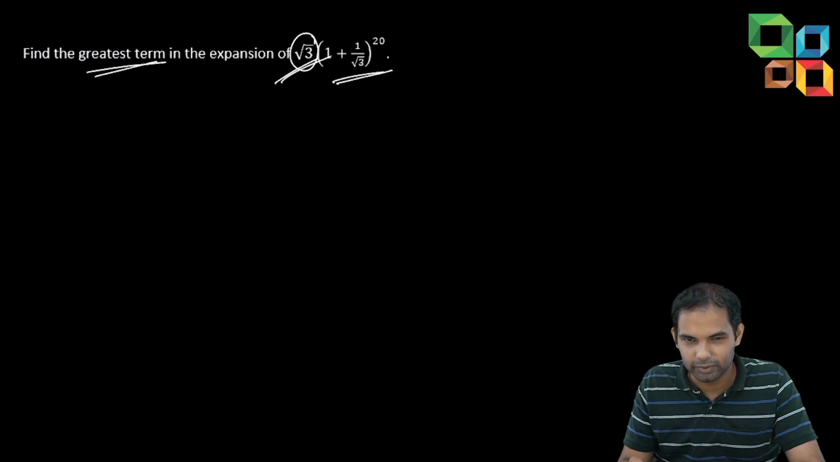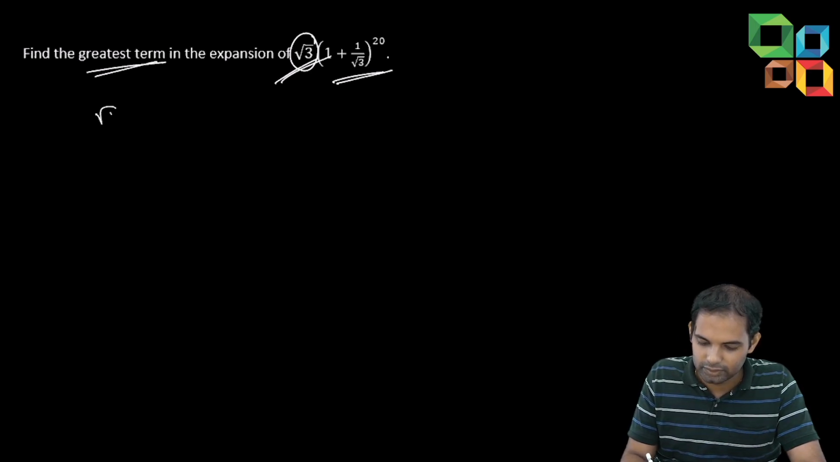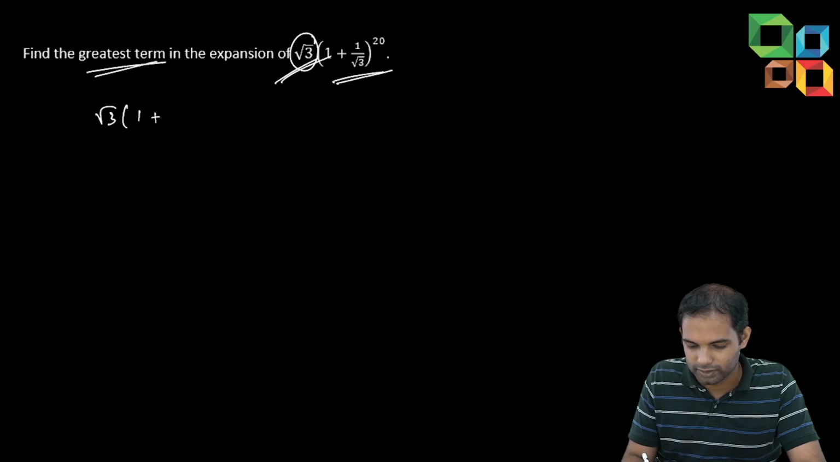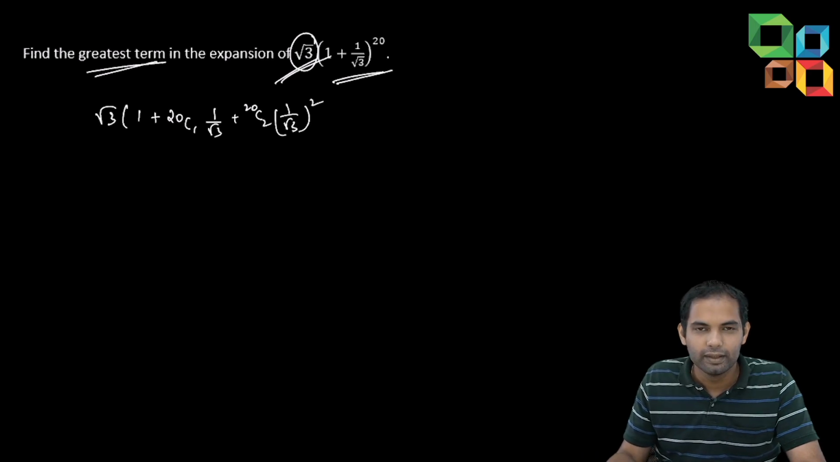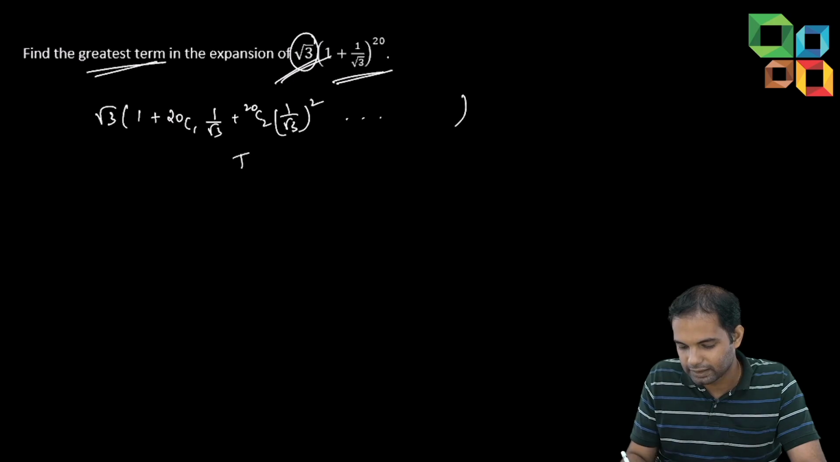I think for this, we really need not use the T r by T r plus 1, because look at this. This is root 3. Let us look at the terms. First term is 1. Second term, what is it? nC1, we know n, so it is 20C1 into 1 by root 3. Next should be 20C2 into (1 by root 3) squared. Now, if you continue like this, at one point of time you may have a rough guess which might be greater.